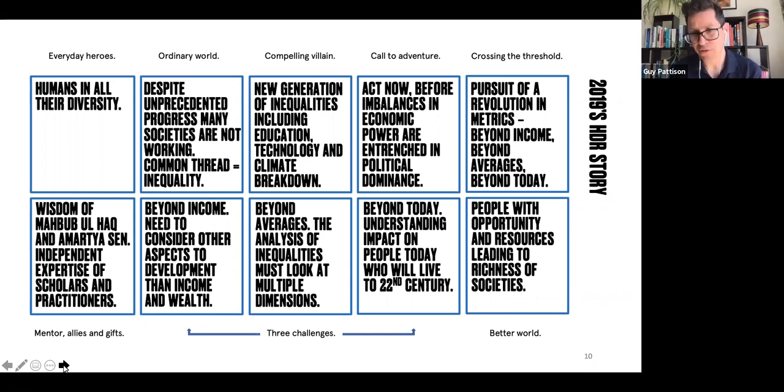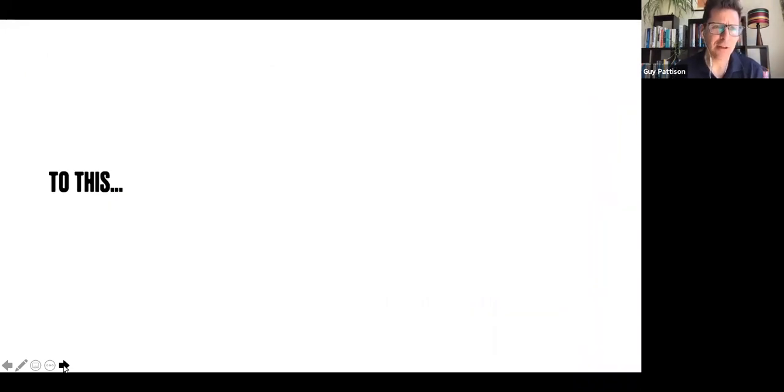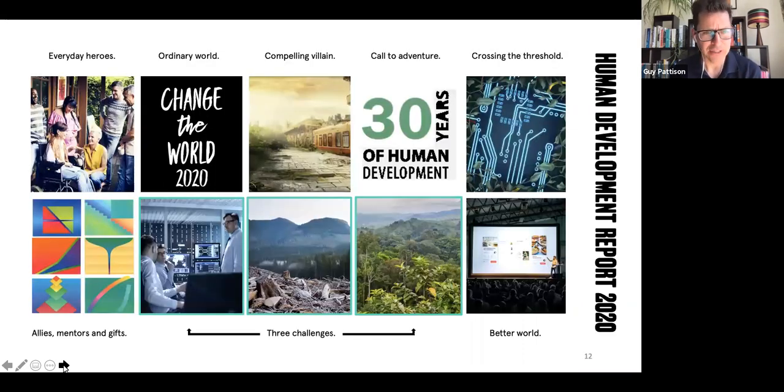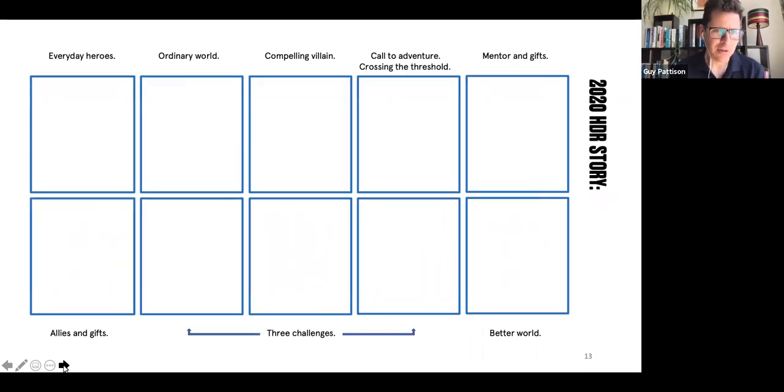And that better world has been described as the resources and opportunities that are given to people through development that leads to the richness of societies. So that's very much how the story is being told today. In terms of thinking about some of those insights and how we might apply them, a 2020 story could evolve in this manner. So the everyday heroes, we're talking about putting nature at the heart of human development, alongside humans.